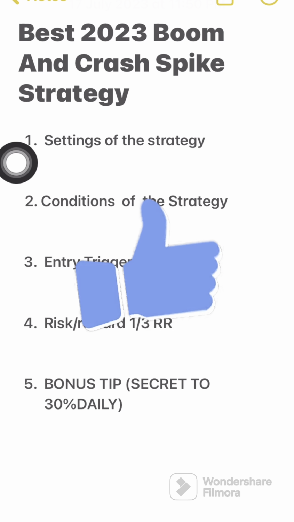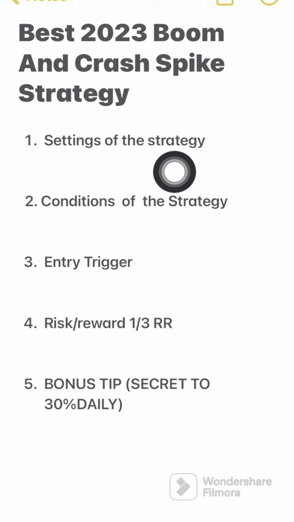So we have 5 steps to go through. Number one, first of all, I'm going to give you the settings of the strategy. Number two, I'm going to give you the conditions of the strategy. Number three, the entry trigger of the strategy. Number four, which risk reward is good for this strategy. And number five, a bonus tip of how you can scale to 30% daily, consistently trading the Boom and Crash markets. So let's dive in now.